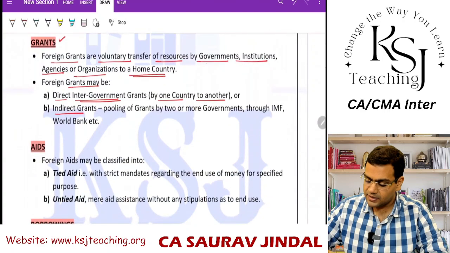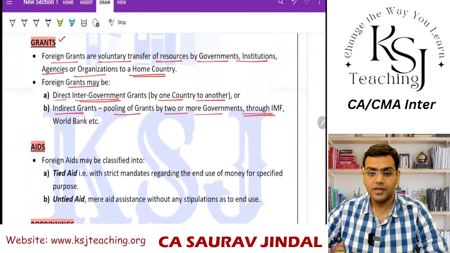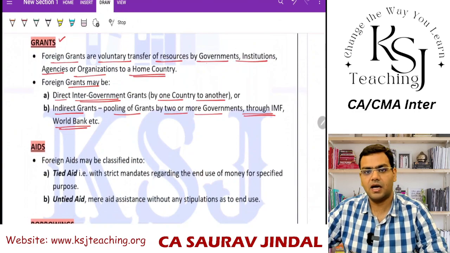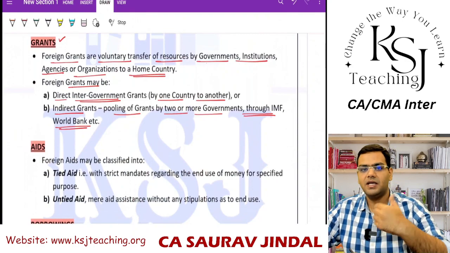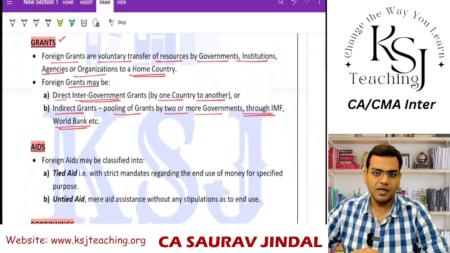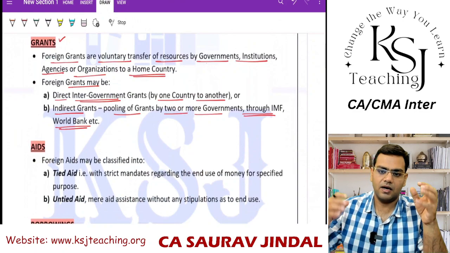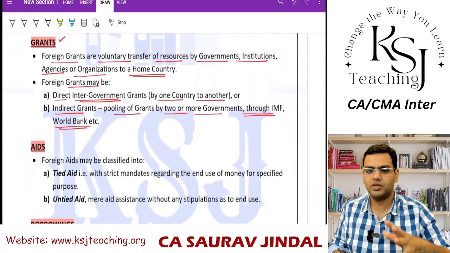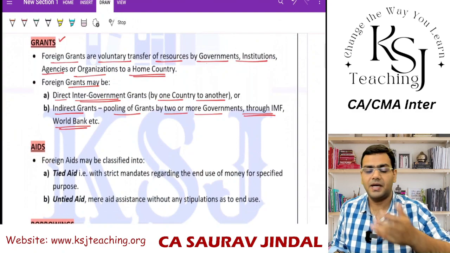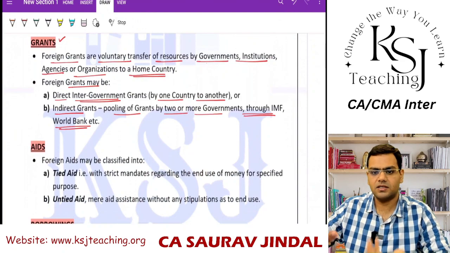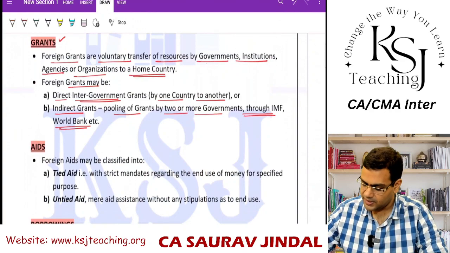Then there are indirect grants, the pooling of grants by two or more governments through the IMF, that is the International Monetary Fund, or the World Bank, etc. Two or more countries come together, pool the funds and give them to the World Bank or the IMF, and then that money reaches another country. Like two or more countries of Europe, they pool their grants, saying we will contribute this much, and they deposit it with the IMF or the World Bank, and through that the money is transferred to another country, let's say India or Nepal or wherever.